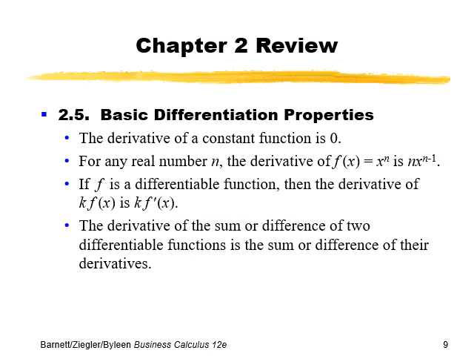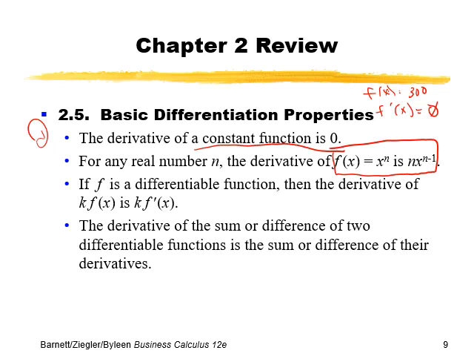Basic differentiation properties. Okay. First one, number one, the derivative of a constant function is 0. So what is the derivative of 300? The derivative of 300 is 0. Okay. For any real number, this is the power rule, number 2. And for number 2, what is the derivative of something simple like x squared? Well, f prime of x is equal to 2x, okay? And you can keep going on.